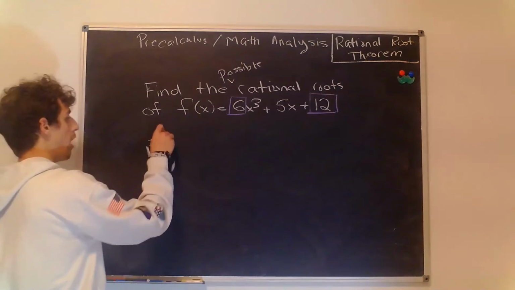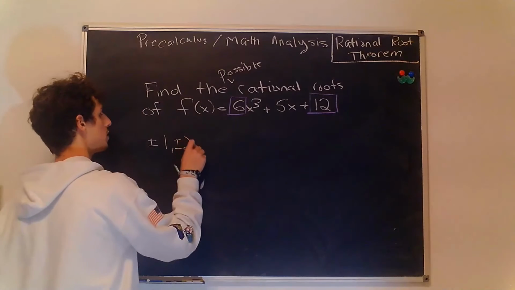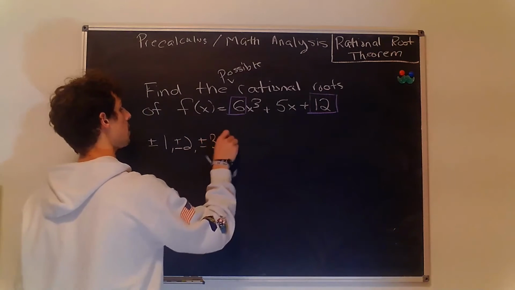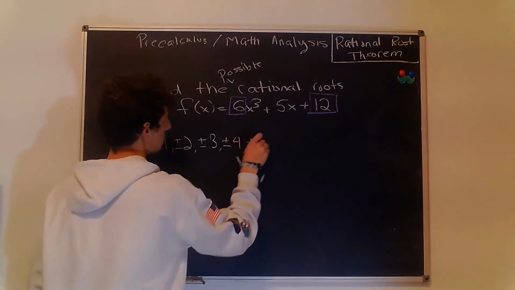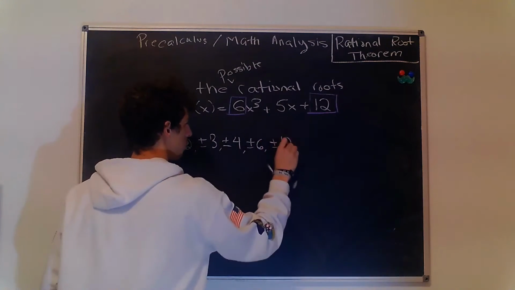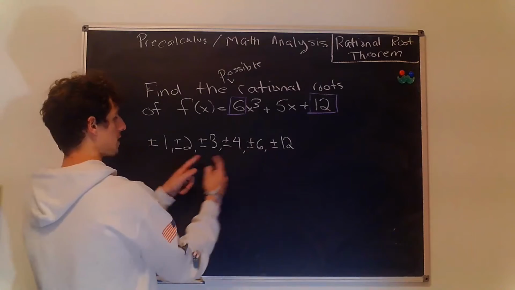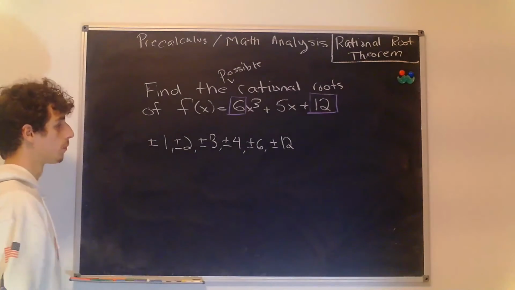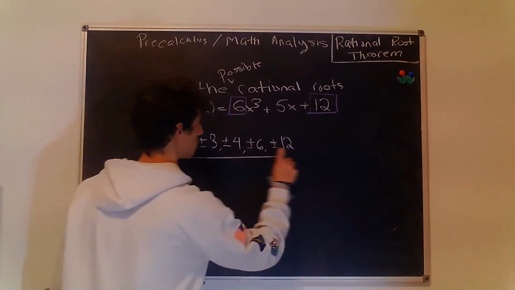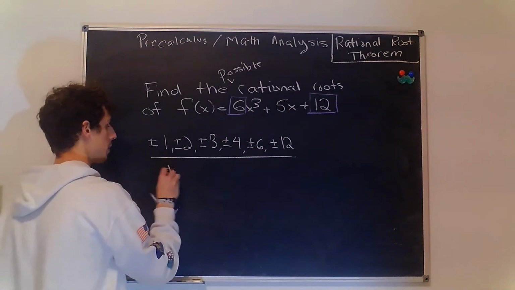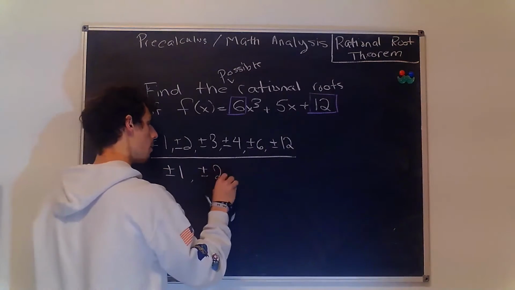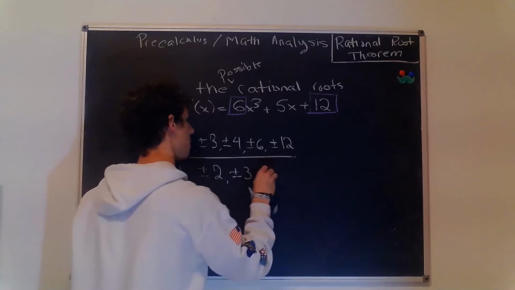So factoring 12, we get plus minus 1, plus minus 2, plus minus 3, plus minus 4, plus minus 6, and plus minus 12. So notice this 1 and 12 will go together to make 12, 2 and 6, and 3 and 4. Okay, but now we want to do the same for 6 on the bottom here. So that's going to be plus minus 1, plus minus 2, plus minus 3, and plus minus 6.